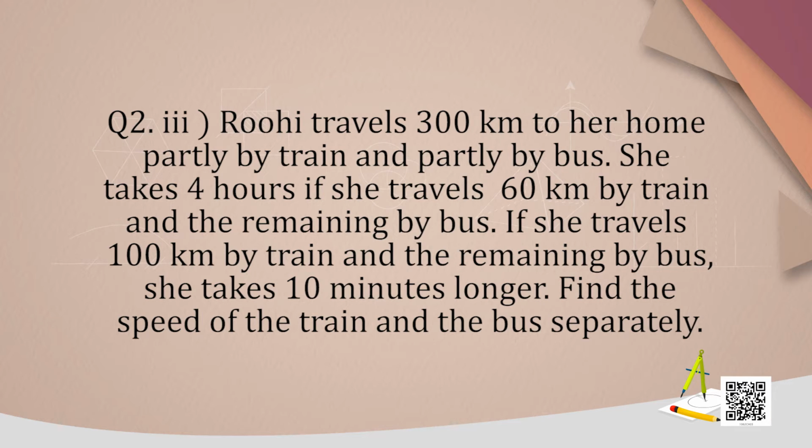Here Ruhi travels 300 kilometers to her home, partly by train and partly by bus. She takes 4 hours if she travels 60 kilometers by train and the remaining by bus. If she travels 100 kilometers by train and the remaining by bus, she takes 10 minutes longer. Find the speed of the train and the bus separately.